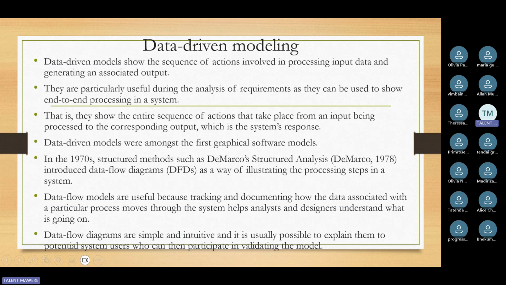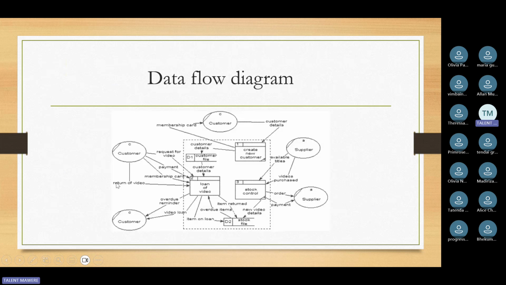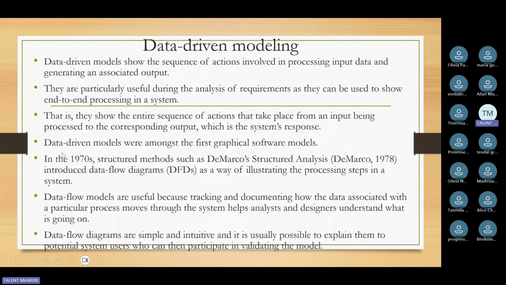So your data flow diagram should be as simple as possible, so that you can explain to ordinary users and they follow what you are trying to do. If you make it as simple as possible, it becomes possible for these system users to correct you and give you guidance on how it's supposed to work in case you would have made some errors.